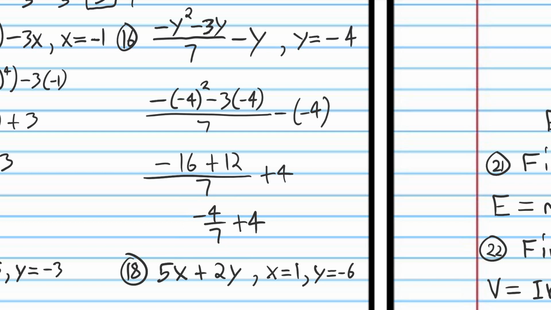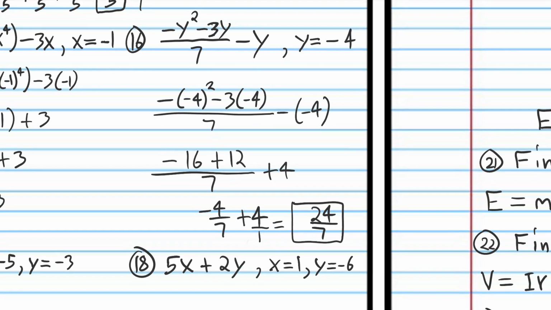So now we can write 4 as 4 over 1 and get a common denominator. And that would be -24 over 7, I believe. Actually, no, positive 24 over 7. So if you got positive 24 over 7, good job.